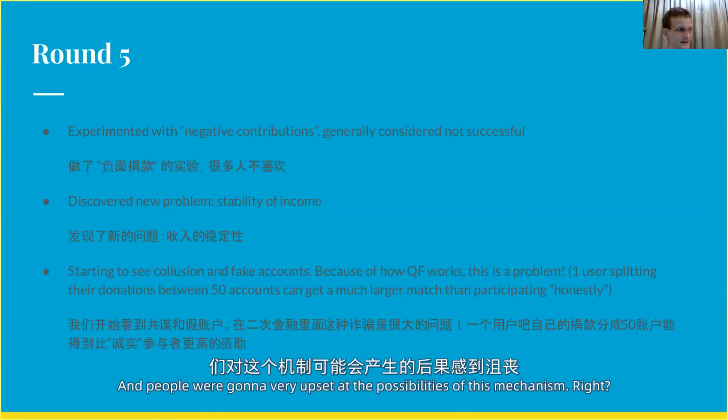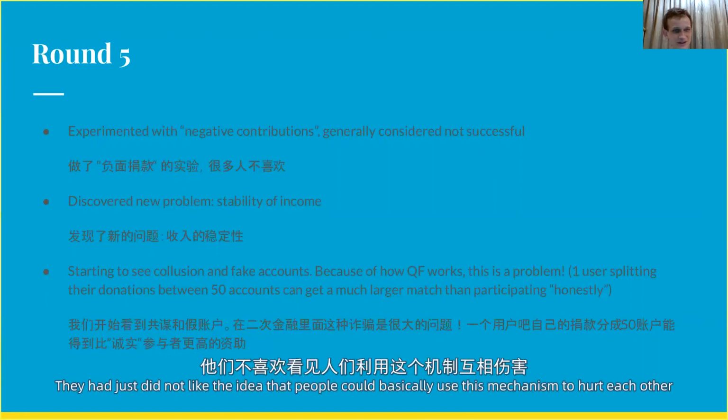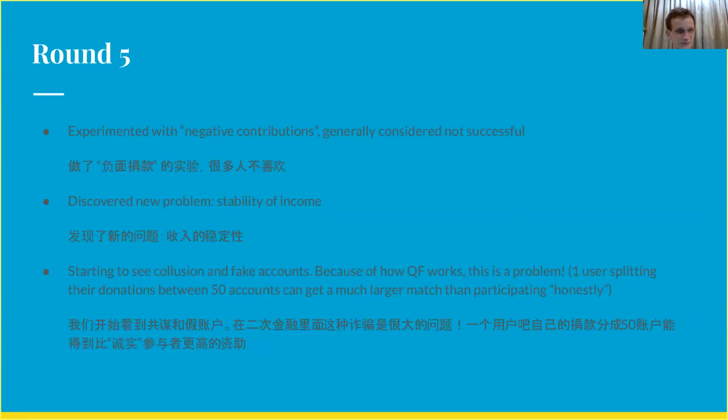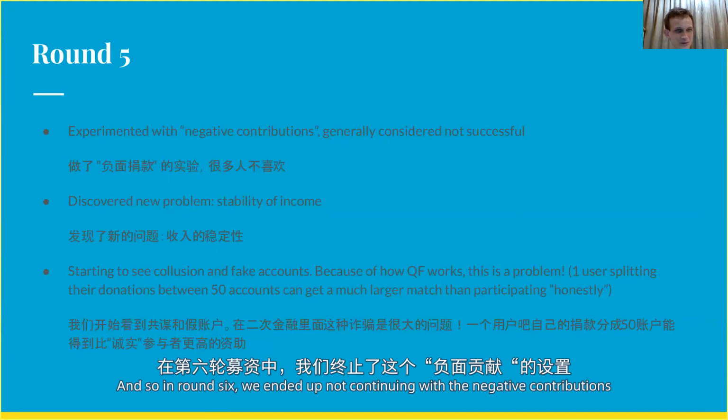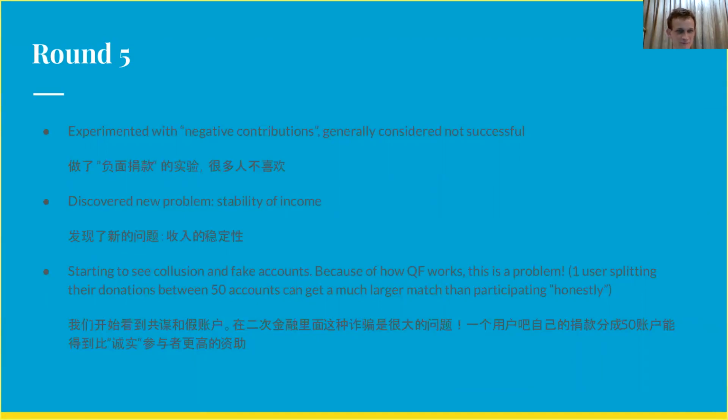And people were very upset at the possibility of this mechanism, right? They just did not like the idea that people could basically use this mechanism to hurt each other. And so in round 6, we ended up not continuing with the negative contributions.